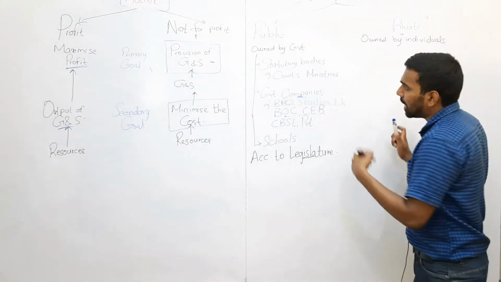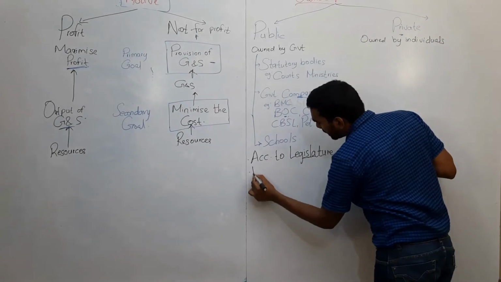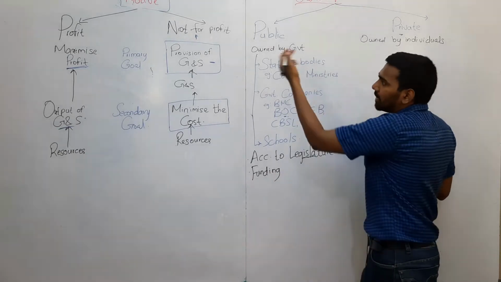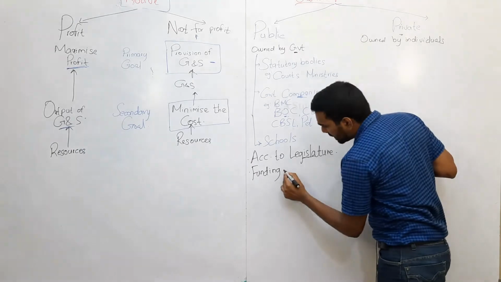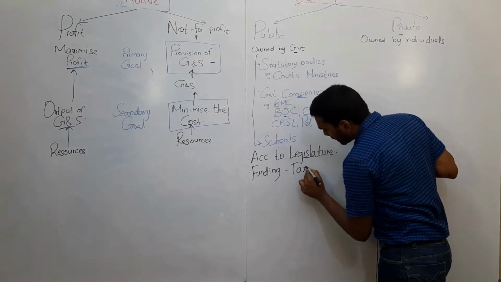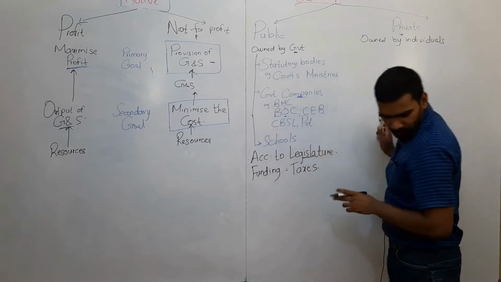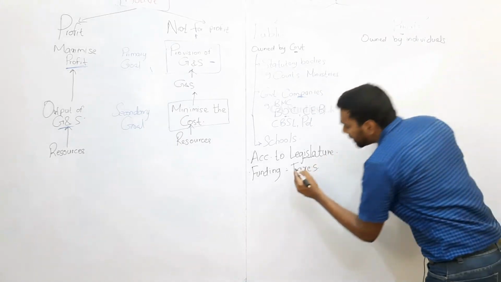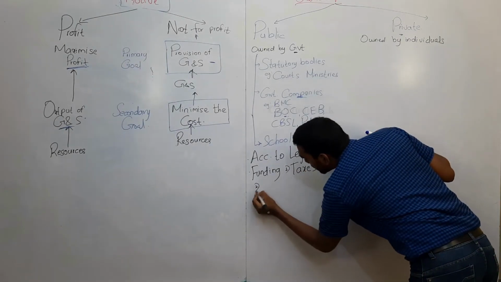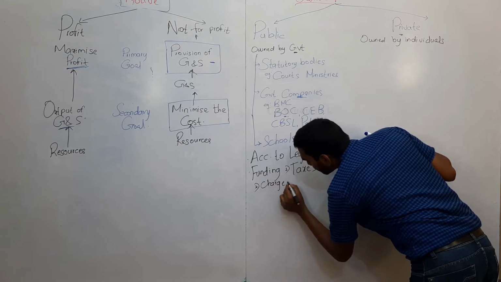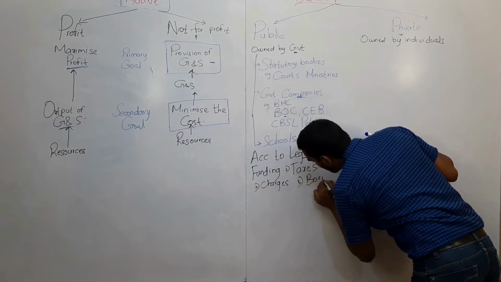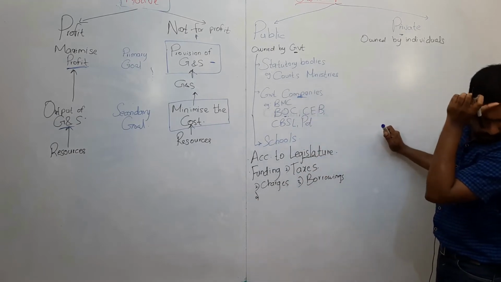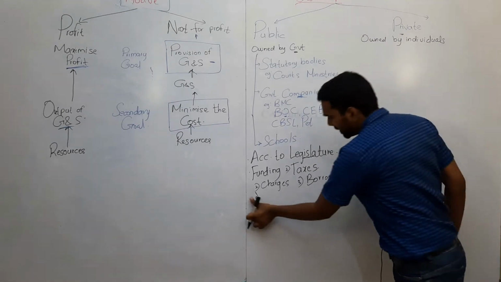And number two, how these are funded. Funding is done mainly through one main source. How government receives funds is taxes, right? And the other ways government is funded are charges and borrowings, right?